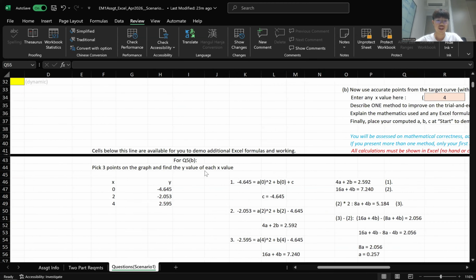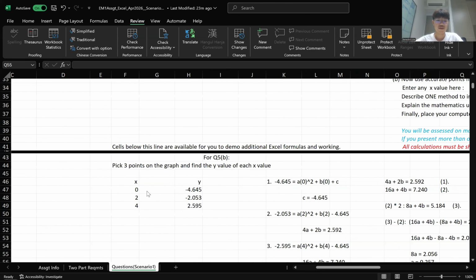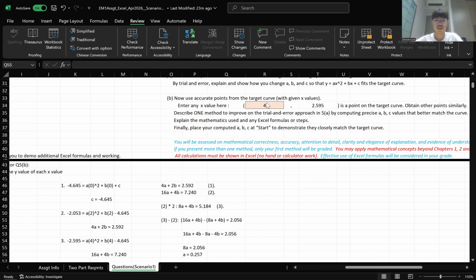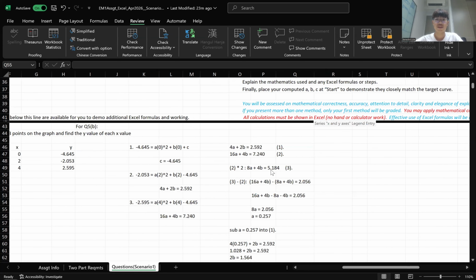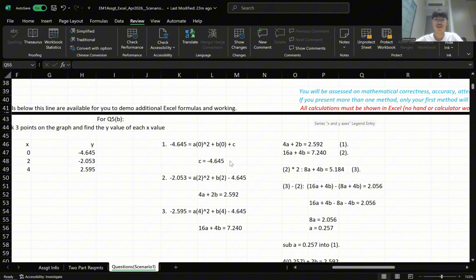Lastly, for 5b, I used the substitution method to improve the accuracy of the orange curve. Firstly, I selected three x values on the graph, which are 0, 2, and 4, and I found the respective y values using this function over here. Next, I substituted these points into the quadratic equation.